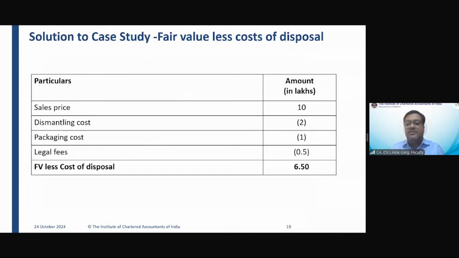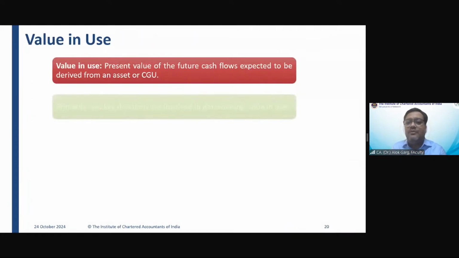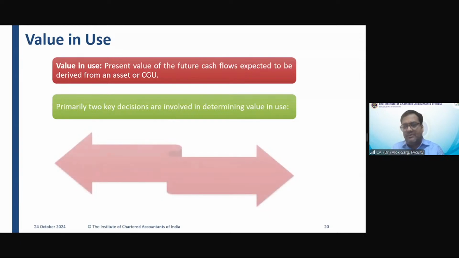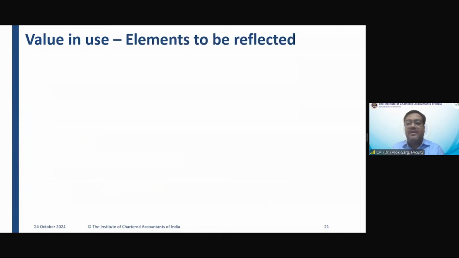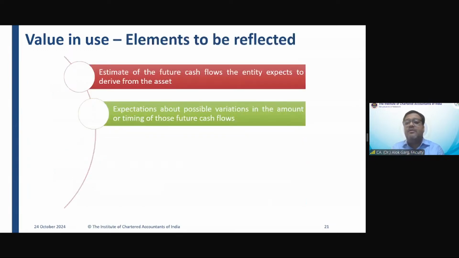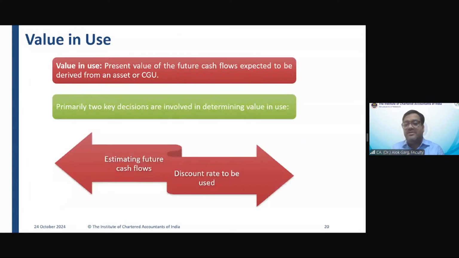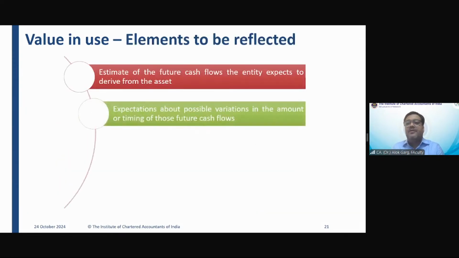Value in use is the present value of future cash flows. You need to estimate the future cash flows and you also need to estimate the discount rate. What is a discount rate? Discount rate is an incremental borrowing cost. It's a pre-tax rate.